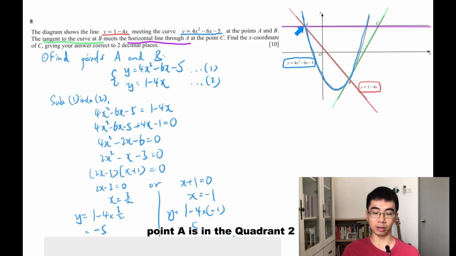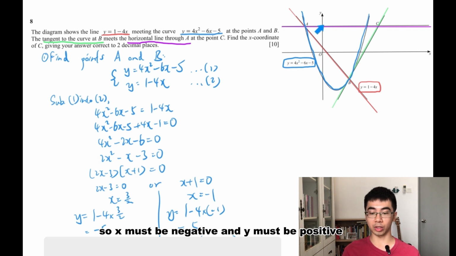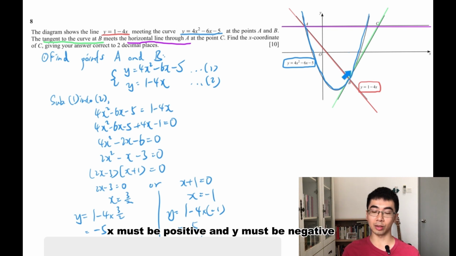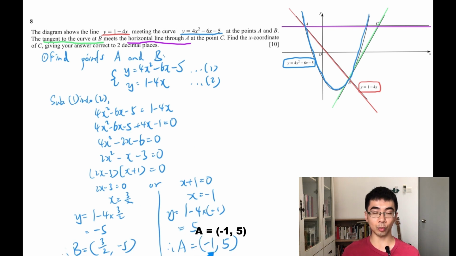Point A is in quadrant 2, so the x must be negative and the y must be positive, while for point B, the x must be positive and the y must be negative. So point A must be the right point, while point B must be this point. A must be -1, 5. B must be 3 over 2, -5. And that's for point A and point B.